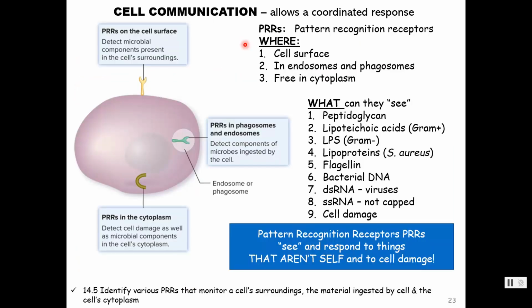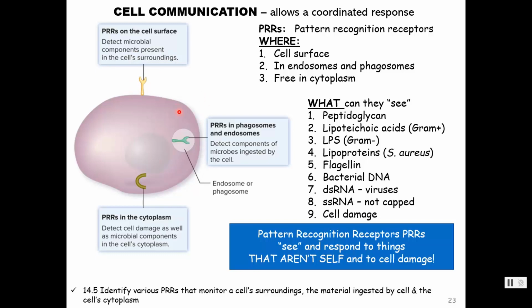Okay, so let's break this down. First, we'll start off with where the pattern recognition receptors are. We just watched the video, but let's go ahead. So pattern recognition receptors, if they're toll-like receptors, are going to be on the surface of the cell membrane, and they're going to detect microbial components present in the cell surroundings.